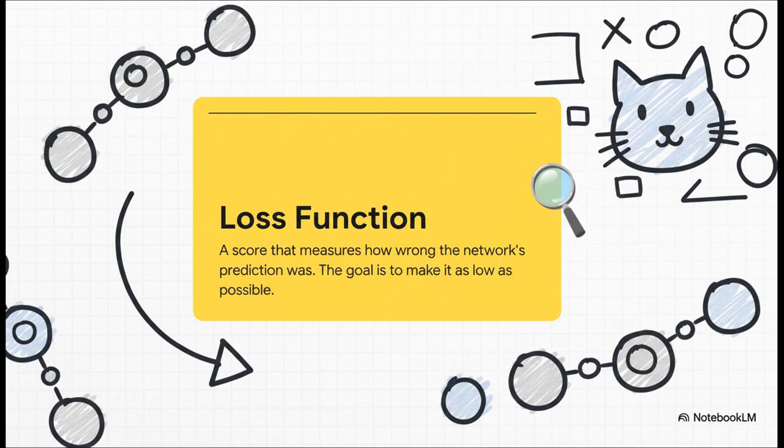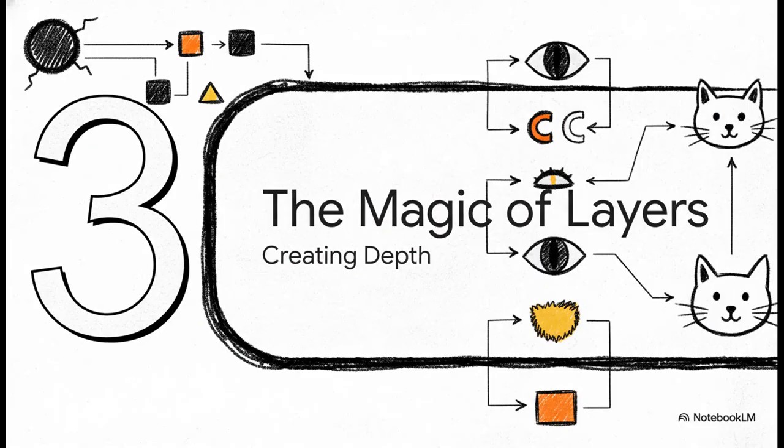And the whole point of training is just to get that wrongness score as low as you possibly can. All right, so we've got our inputs, the picture, and our outputs, the guess. But now we get to the part that actually makes a neural network deep. This right here is where the real magic happens. We're talking about the hidden layers.